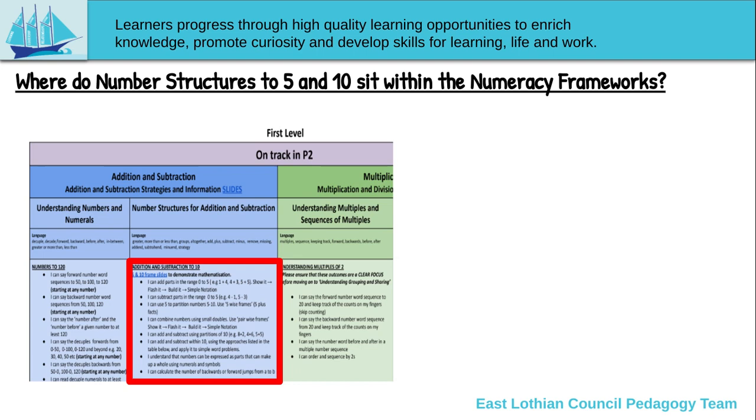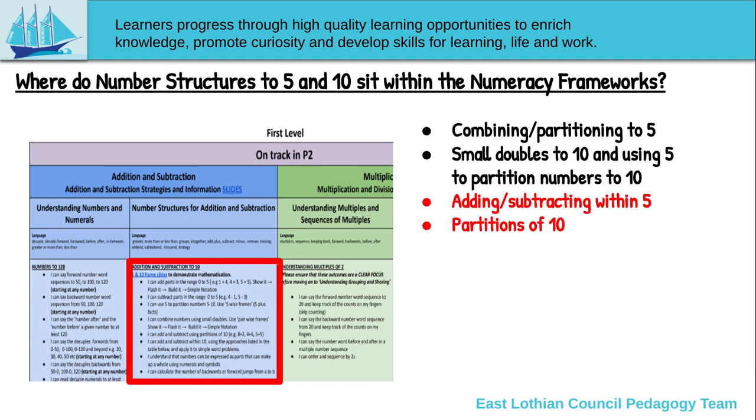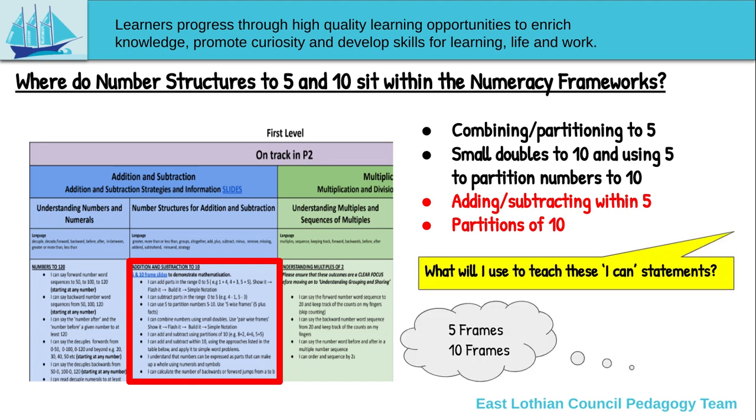Moving on to primary 2, addition and subtraction to 10 also sits in that number structures for addition and subtraction column. Here we focus on combining and partitioning to 5 and small doubles to 10 as we did in primary 1, but we move on to adding and subtraction within 5 and partitions of 10. And again, using 5 frames and 10 frames are the perfect manipulatives for teaching this learning.